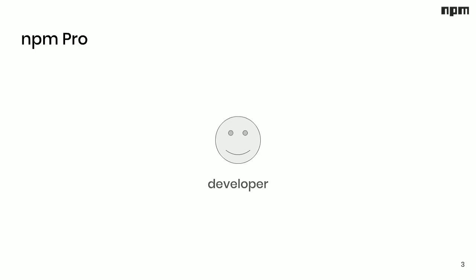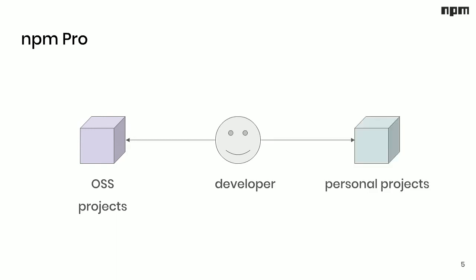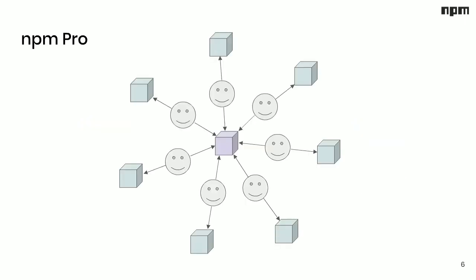So we built NPM Pro for professional developers. If you're a developer, you probably write code as part of your day job. But in addition to your day job, you probably also contribute to open source projects in your spare time. And developers often also have side projects that they contribute to. So there are these three categories of software that you contribute to as a developer. And NPM Pro was really intended to provide a place that encapsulates these last two areas.